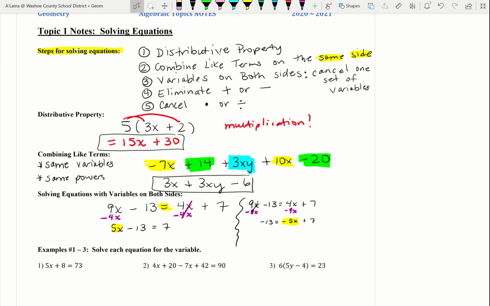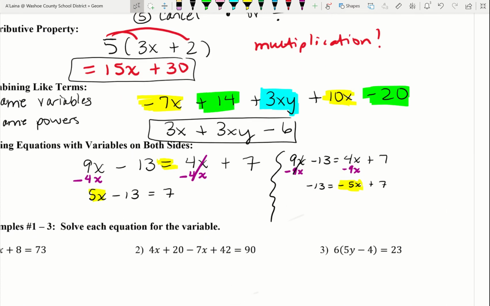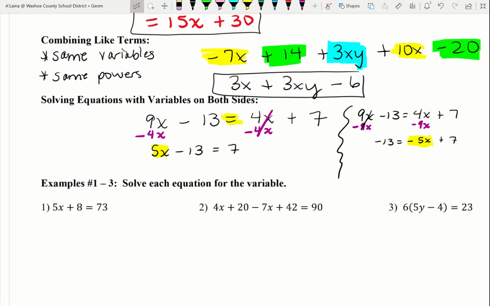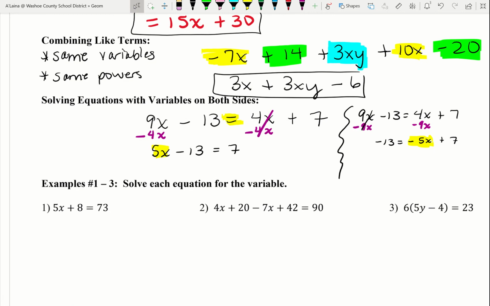If you are confident on doing some of these problems, I encourage you to pause the video, try an example on your own paper, and then restart the video and see how you did. I encourage you to do that if you're feeling like you do know how to solve the problem.